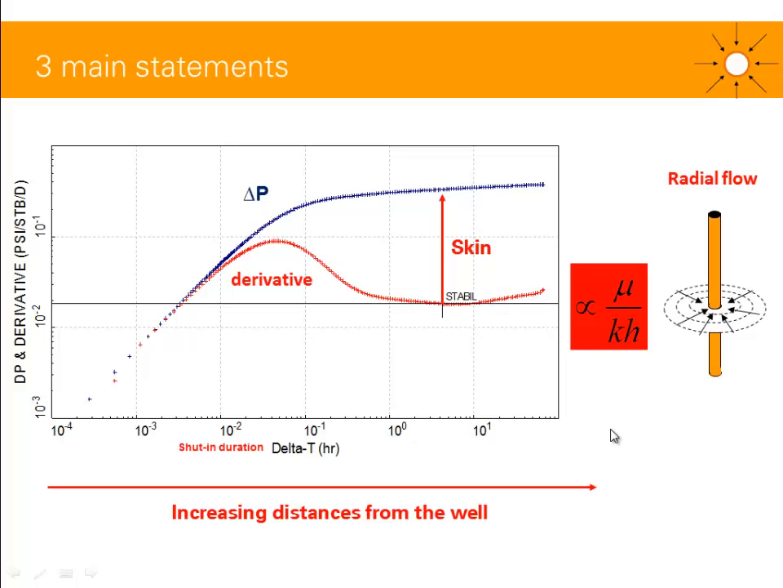Okay, so just a quick recap, three main statements. A stabilization on your derivative could be indicative of radial flow regime in the horizontal plane. The level of this stabilization is inversely proportional to kh, permeability times net thickness. The vertical separation between the two plots is indicative of the skin, and delta T could be replaced by the radius from the well. Small delta T, you are looking near the wellbore. Large delta T, you are looking further away from the well.